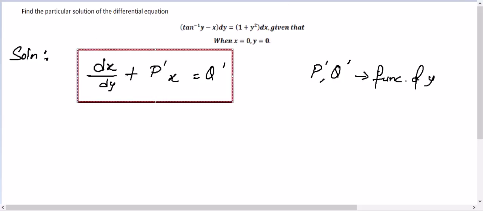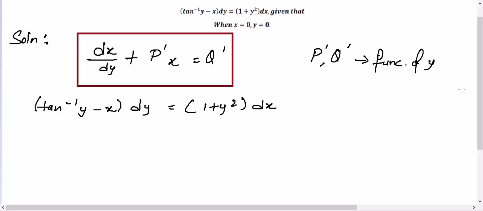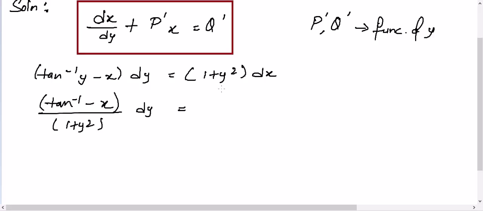To begin with, we will rewrite the given equation in linear differential form, so that it's easier for us to understand and solve it further. Proceeding, first we'll start by dividing both sides by 1 plus y square. On the left side, this is how it's going to be, and on the right side it will become 1, as 1 plus y square cancels out since we are dividing.